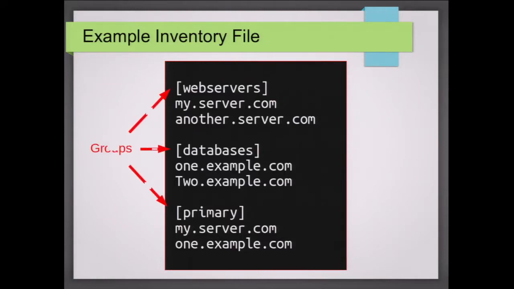In the square brackets, you've got groups, and you can have servers living in multiple groups. So we've got web servers, databases, and primary servers here. And all the things listed below are the names of the actual servers it's going to go and connect to. So it's a fairly simple file format.